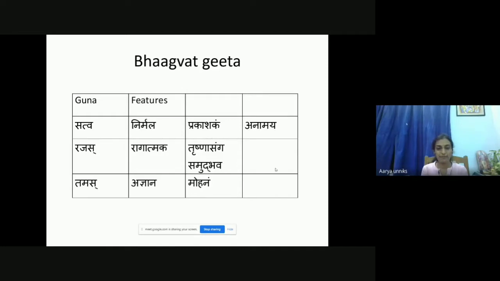Tamas is Ajnana. Ajnana means there is no Jnana, there is no knowledge, there is ignorance, and it causes Moha, Mohanam. That is, it causes a person to become completely lacking in knowledge. There is total ignorance, that is total confusion, and somewhat delusions.